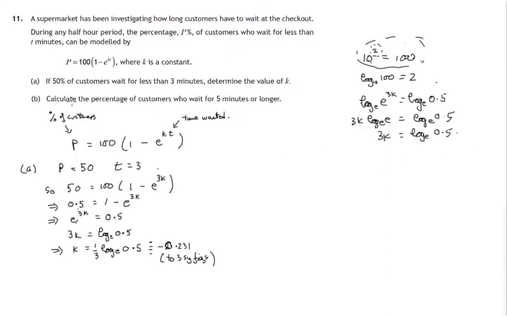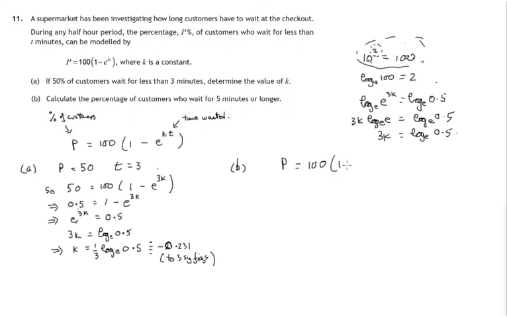This asks us to actually use the formula now to calculate the percentage of customers who wait for 5 minutes or longer. Now notice that T is not T minutes or longer, it's less than T minutes. So first of all, let's work out what percentage of the customers wait for less than 5 minutes, and then presumably we say that the rest of the customers waited for 5 minutes or longer. So watch the phrasing in this question.